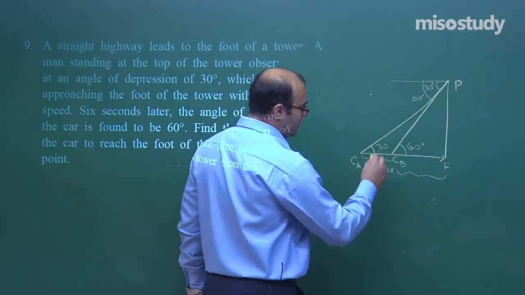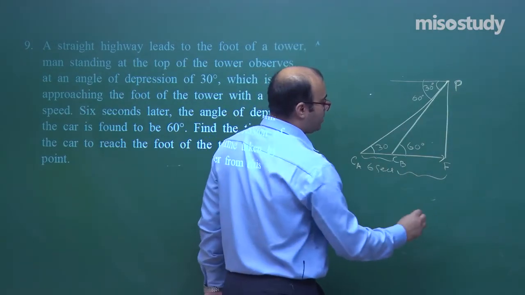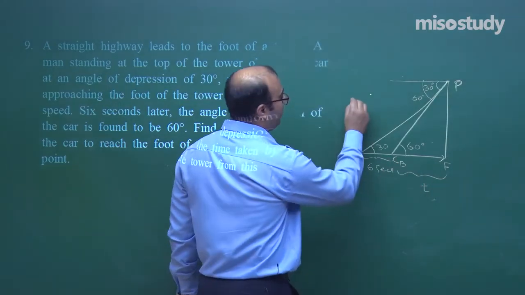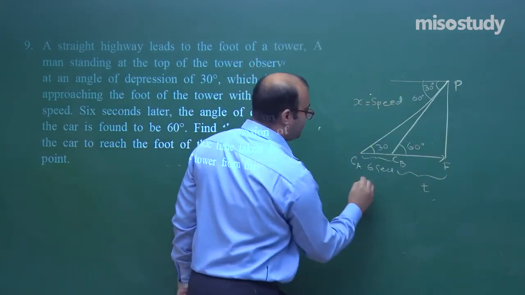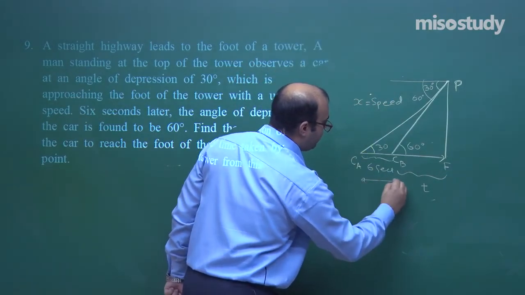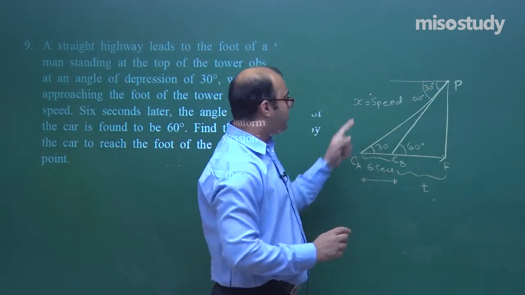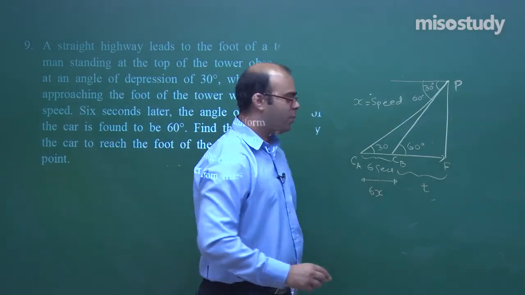So since we are considering this distance CB in terms of time, let us suppose the time taken is t. So the speed of the car is x. This is the speed of the car. So can we say that this distance which the car has travelled in 6 seconds is actually this time into this speed, that is 6x, as distance is equal to speed into time.